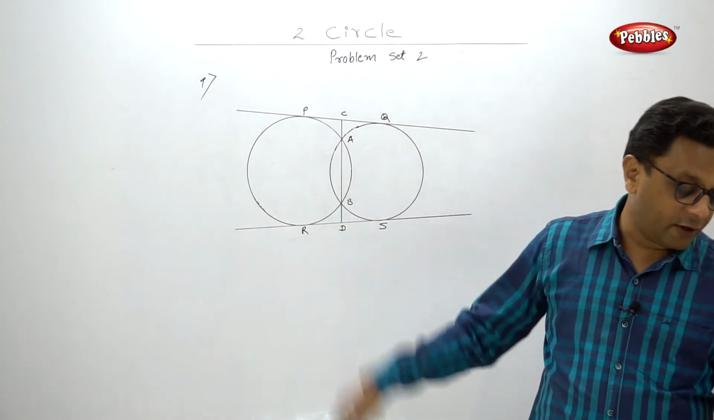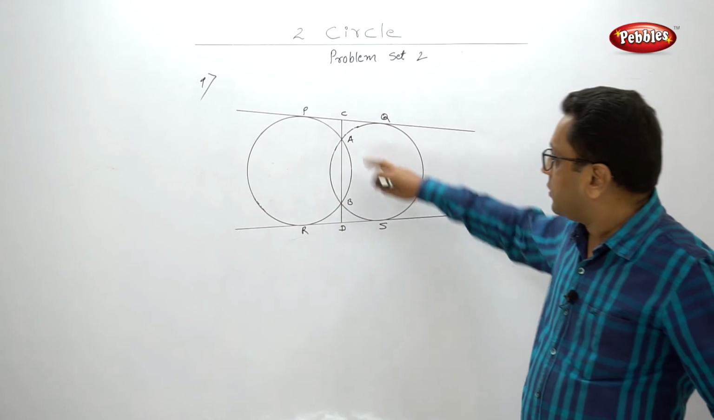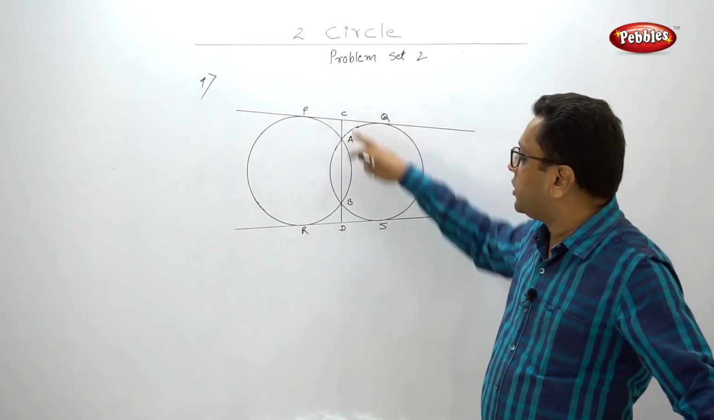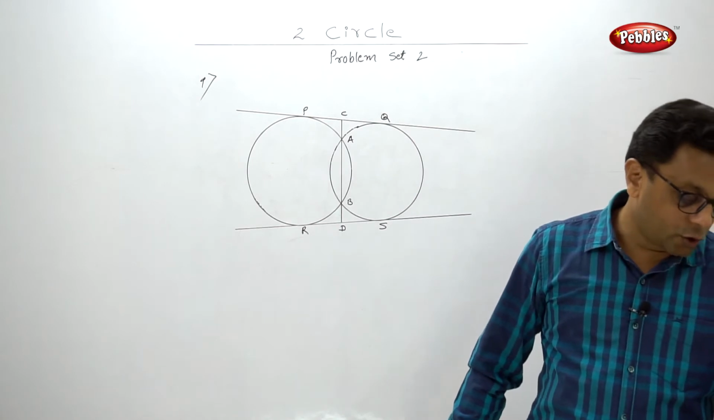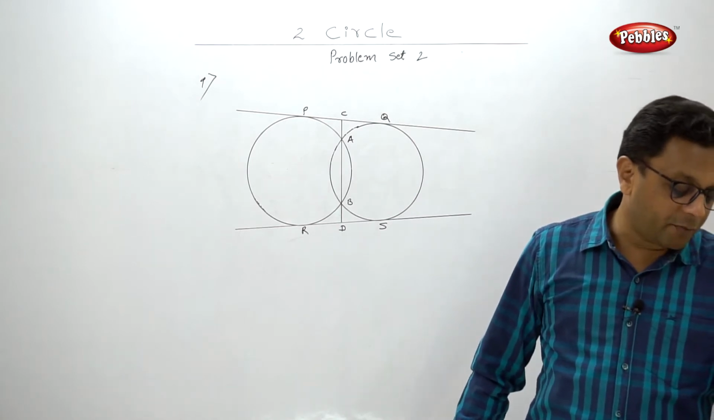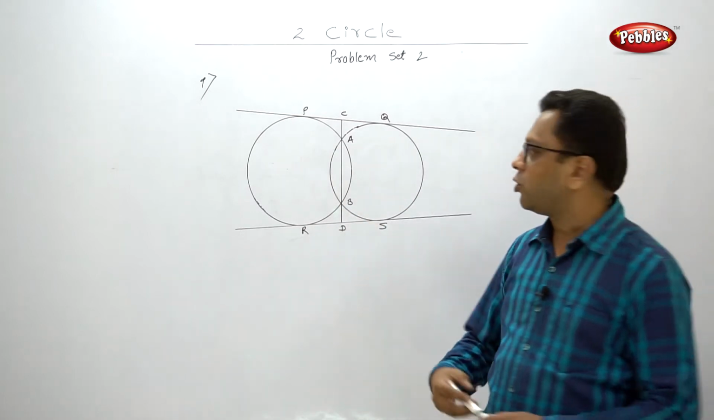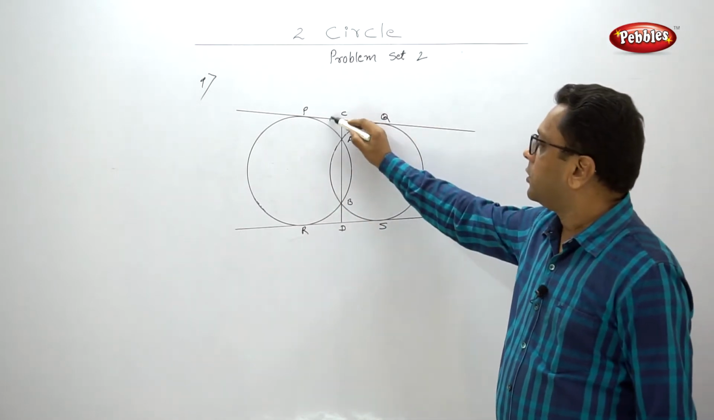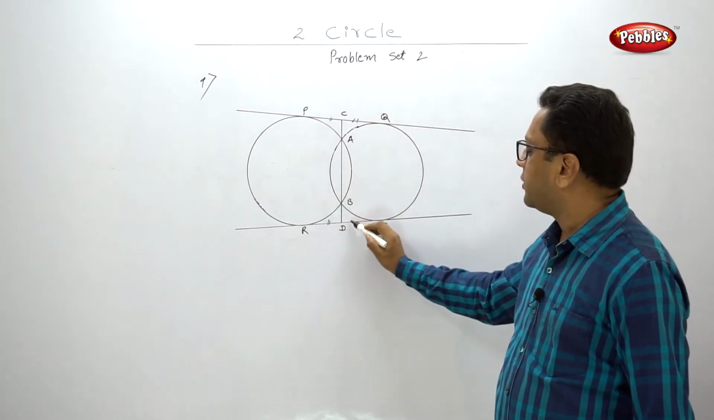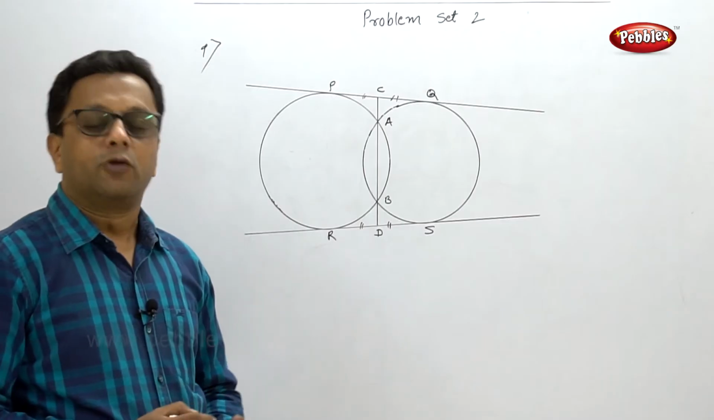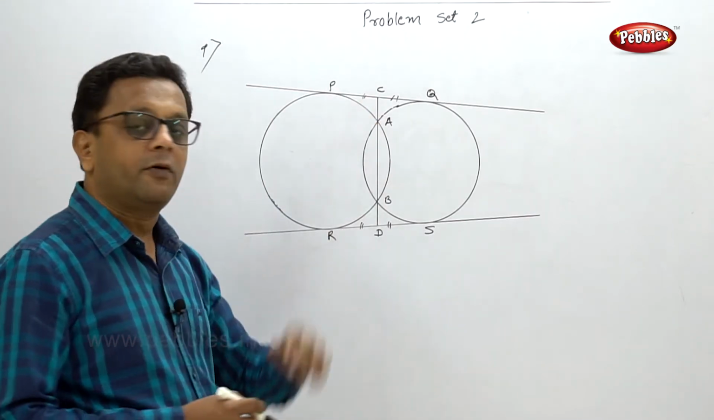As shown in the figure, line AB intersects segment PQ in C and RS in D. Show that C and D are midpoints of segments PQ and RS. We have to show that this side is equal to this side and this side is equal to this side. So we have to show that C is the midpoint of PQ and D is the midpoint of RS.